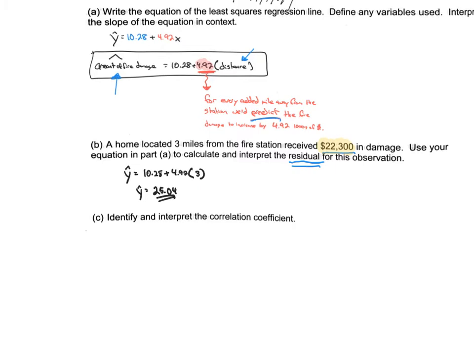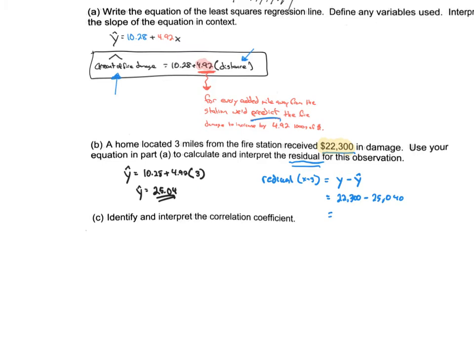So if we recall, the residual for any x value, in this case when x is equal to 3, is actual y minus predicted y. In this case, the actual y is 22,300 minus the predicted y, 25,040. So that would be the actual number. So I'm going to go 22,300 minus 25,040.